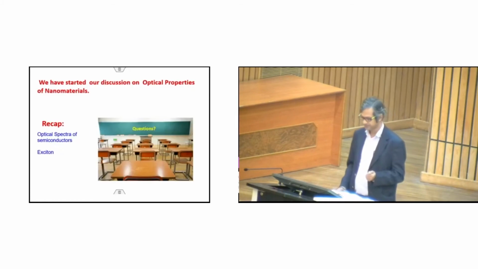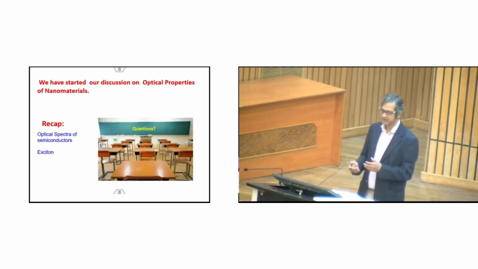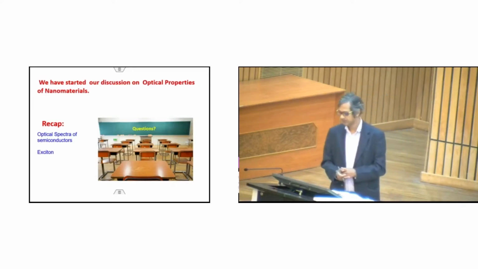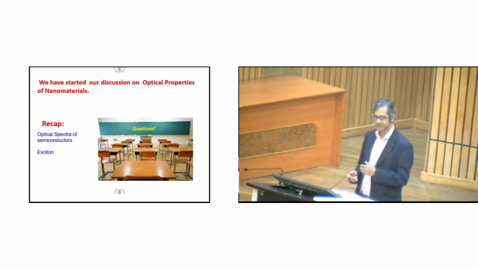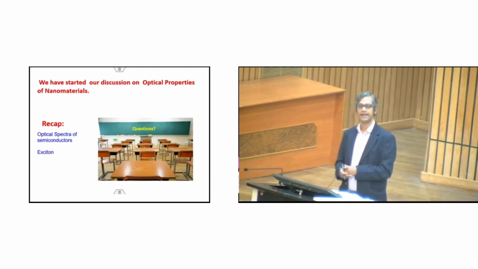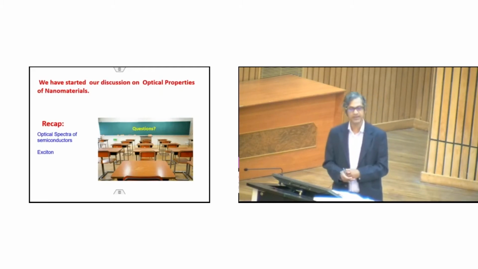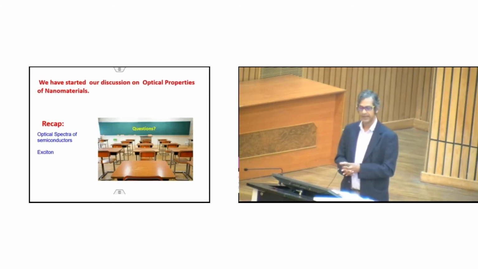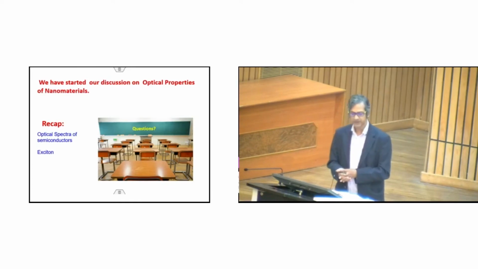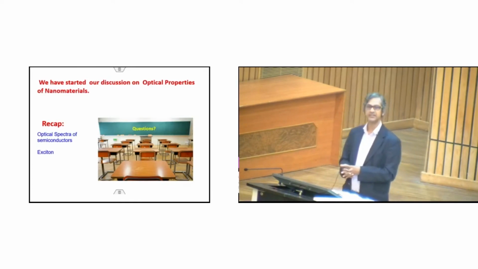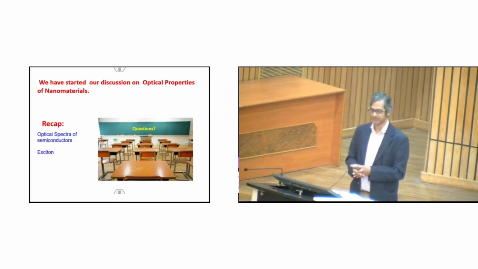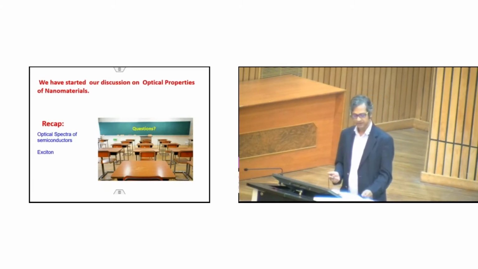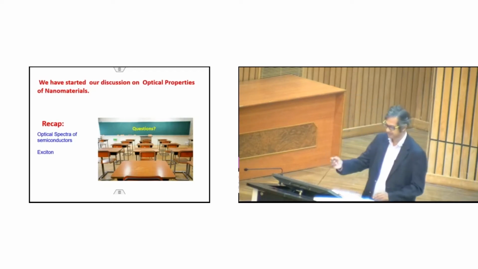metallic materials. This discussion we started in the last lecture, where we talked about optical spectra of semiconductors. I brought in a new concept called exciton, which you may not have heard earlier, and then tried to explain the optical spectra of the semiconductors using three important aspects. First, what is the important aspect we consider? The first important aspect is the density of states, right.